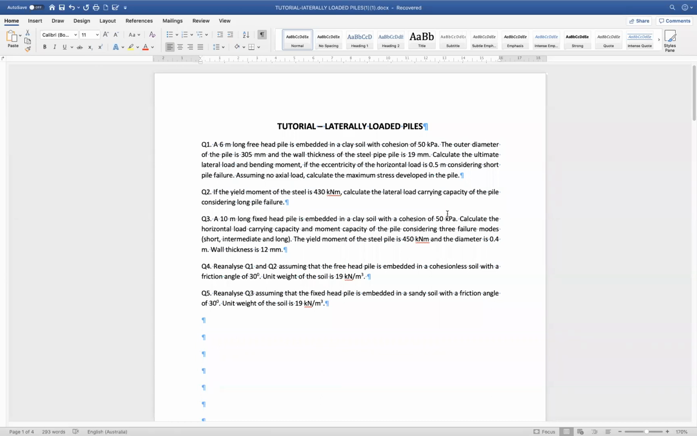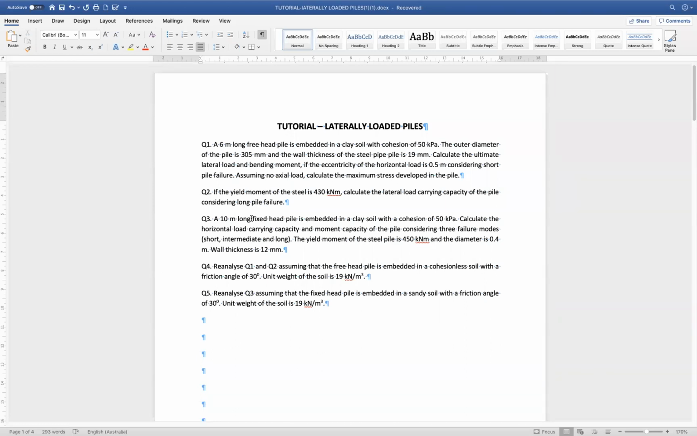In today's tutorial, we have 5 questions, and these questions are about analyzing piles with lateral loadings, to find the ultimate lateral loading capacity of the piles in different scenarios. We're going to assume the free head pile scenario, and the fixed head pile scenario. For both scenarios, we need to assume the short pile failure and the long pile failure, and for the fixed head, we need to assume the short, the intermediate, and the long pile failure scenarios.